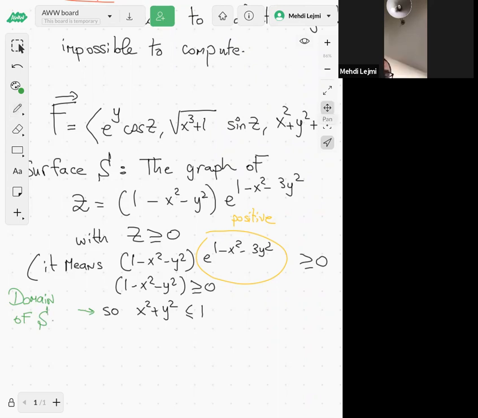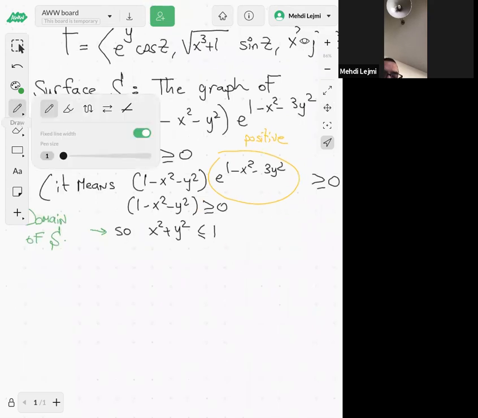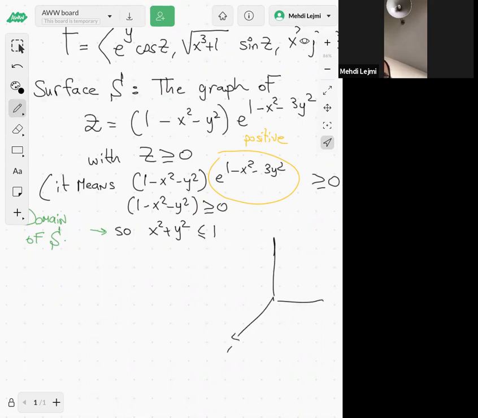If you want to graph the surface S, you can do it. It's not really hard here. This is X, this is Y, this is Z. The surface S is the graph of this function z, which is 1 minus x squared minus y squared, like a paraboloid, multiplied by some positive number. So it's sort of a twisted paraboloid. It still looks like a paraboloid, something like this here. All right, and so this is my surface S.